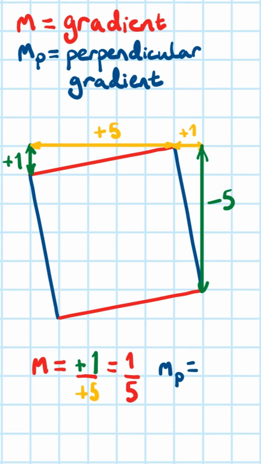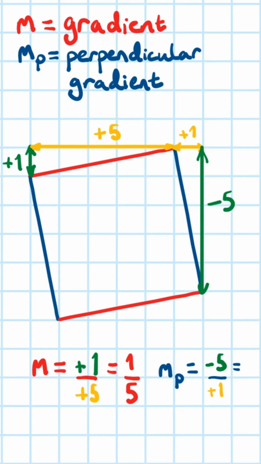We now do the perpendicular gradient. The change in y is minus 5, and the change in x is plus 1. That leaves us with minus 5.